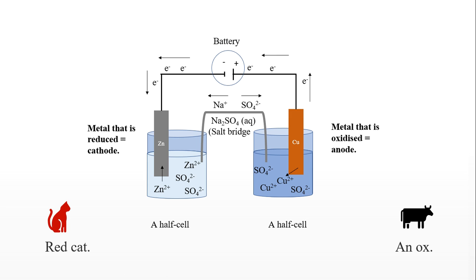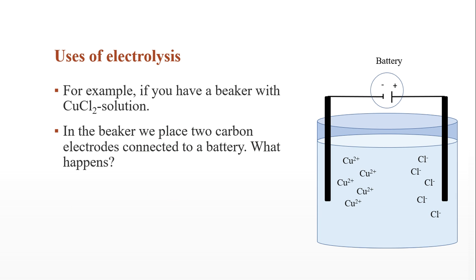So please compare this to the other schematic I had like this in the voltaic cell video, and you will see that it's switched around, so to speak. So, why do we want to do this? What are electrolyzers good for?